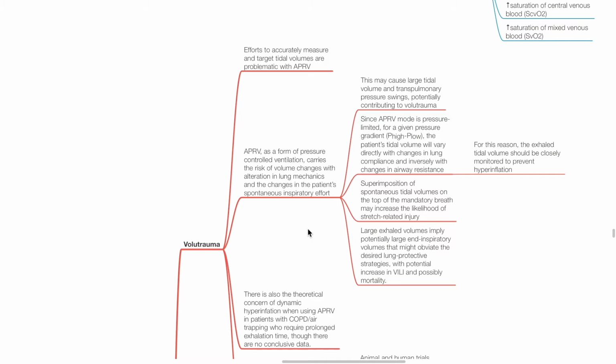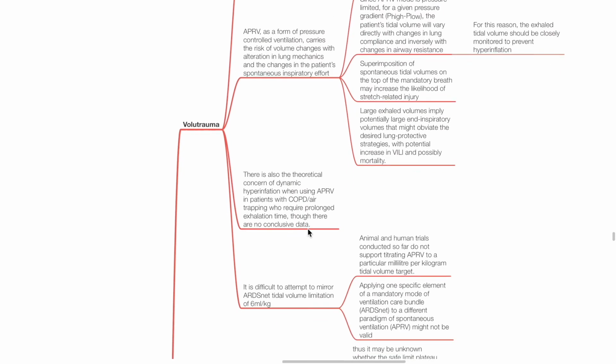Since APRV mode is pressure limited, for a given pressure gradient, the patient's tidal volume will vary directly with changes in lung compliance and inversely with changes in airway resistance. For this reason, the exhaled tidal volume should be closely monitored to prevent hyperinflation. Superimposition of spontaneous tidal volumes on top of the mandatory breath may increase the likelihood of stretch-related injury. Large exhaled volumes imply potentially large end inspiratory volumes that might obviate the desired lung protective strategies, with potential increase in ventilator-induced lung injury and possibly mortality.